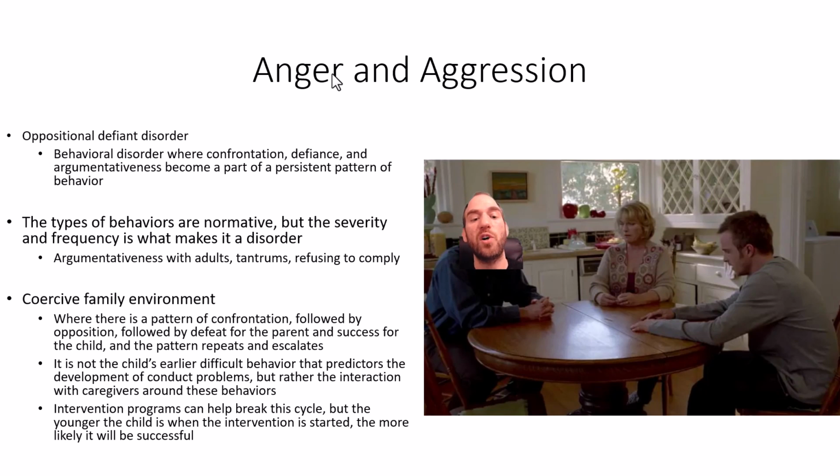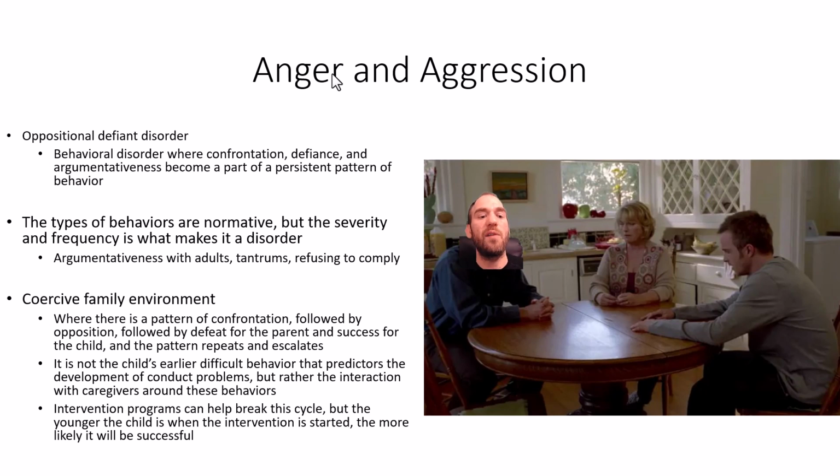It is not the child's earlier difficult behavior that predicts the development of conduct problems, but rather the interaction with caregivers around these behaviors. Intervention programs can help break this cycle, but the younger the child is when the intervention is started, the more likely it will be successful. So kind of the idea here is that this is kind of like a social cycle.